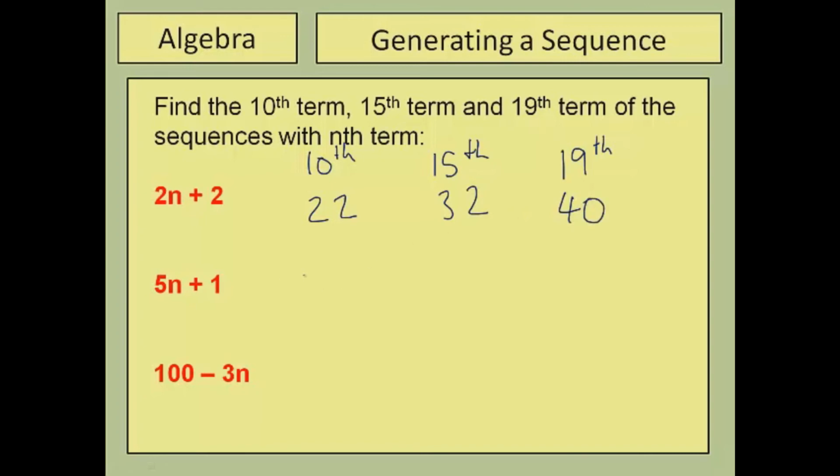For the 5n plus 1 sequence, when you substitute in 10, you get 51. When you substitute in 15, you get 76. And when you substitute in 19, you get 96. And for the final one, 100 minus 3n, being careful with this negative sign again, when you substitute in 10, you get 70. When you substitute in 15, you get 55. And when you substitute in 19, you get 43.